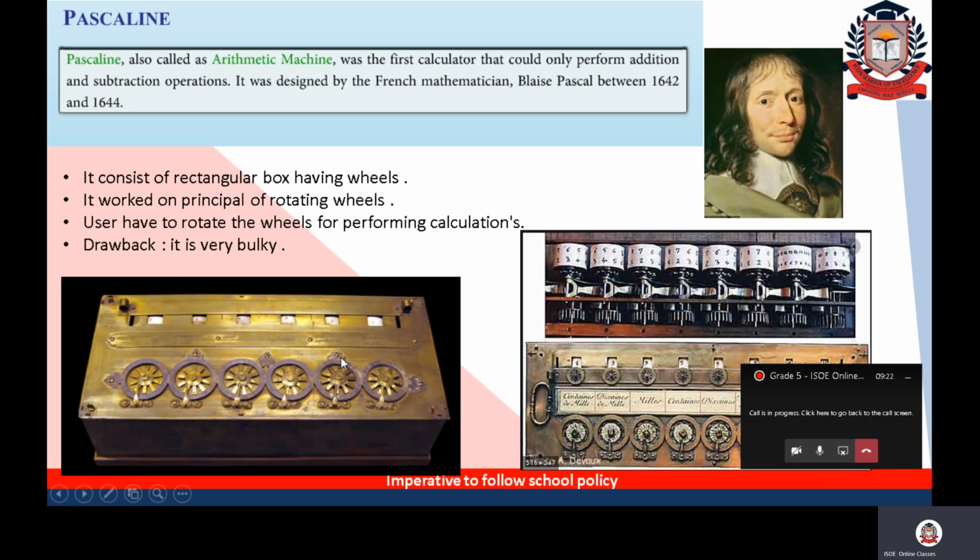But the only drawback is that it's very bulky. You cannot easily use it. So that is the drawback of it. And who designed it? It was designed by Blaise Pascal. And that's why it's called a Pascaline. And you can easily remember this. Okay, let's go to the next one.